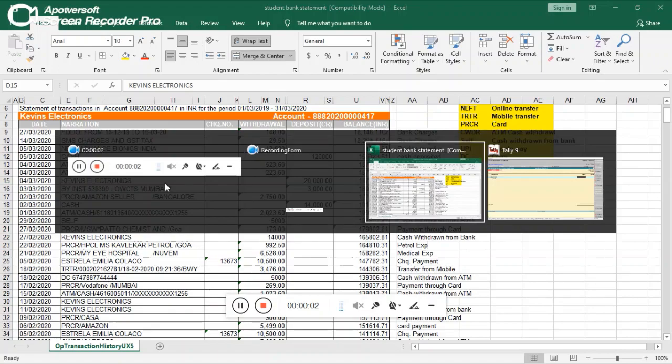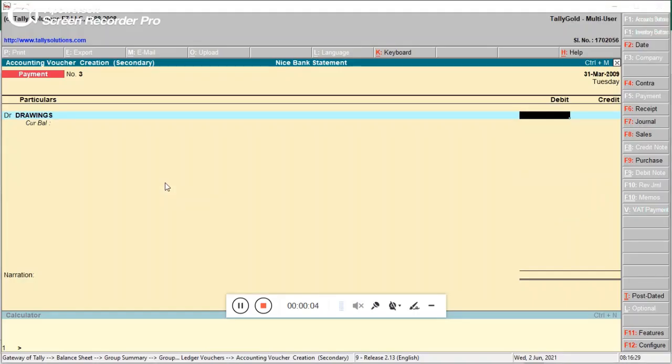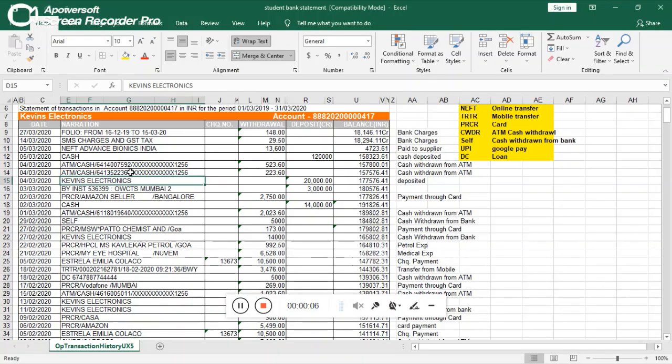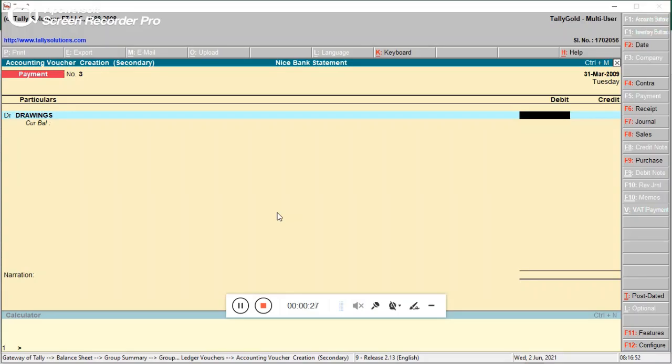Okay. Similarly, let us see how to pass the other entries. So drawings we have done. Next one is PRCR. This is also 3000. Now, whenever you are getting INST here, we'll see the credit side later on. I am not explaining that. PRCR means card payment. We have made the payment through card. That is 2750 rupees.